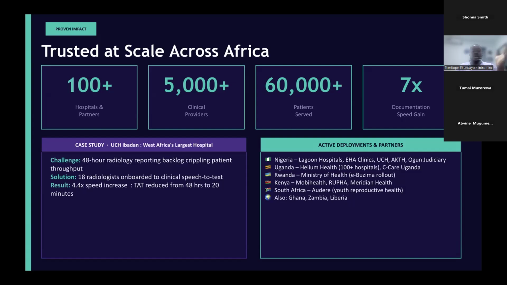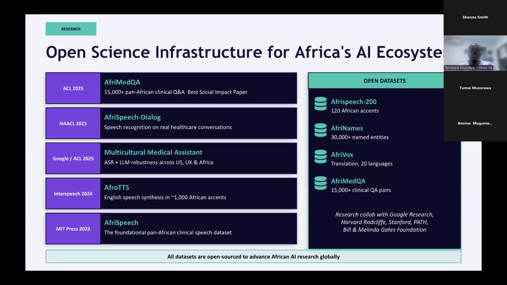UCH Ibadan is one of the largest West African hospitals in that region, and their radiology department used to have a backlog that was crippling patient experience totally. We onboarded their radiologists into our solution from clinical dispatch, and we saw turnaround time improve from 48 hours to 20 minutes, right? That's two days to 20 minutes. That's just giving you the impact of what we've done.